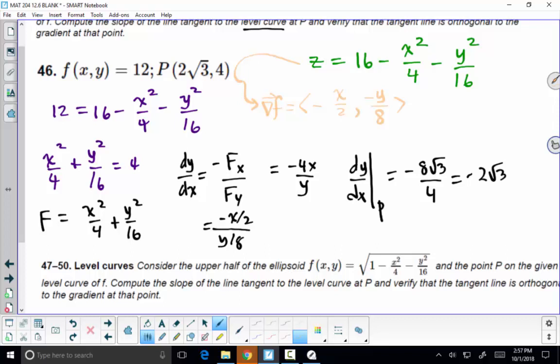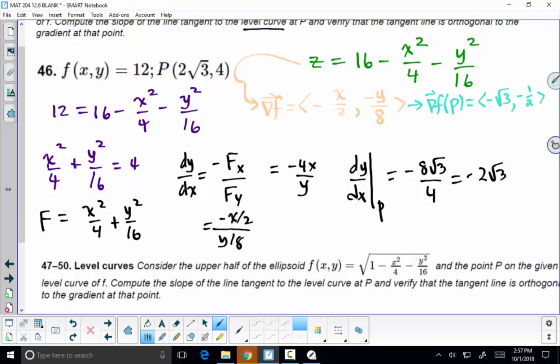So this is f, the function. The derivative of this with respect to x is negative 2x over 4, so we get that. And the gradient at our point P, we plug in our point P, what do we get? Minus root 3, minus 1, 2. And what's that one? Minus 1/2? Is that right? 4 divided by 8 with a negative, okay.